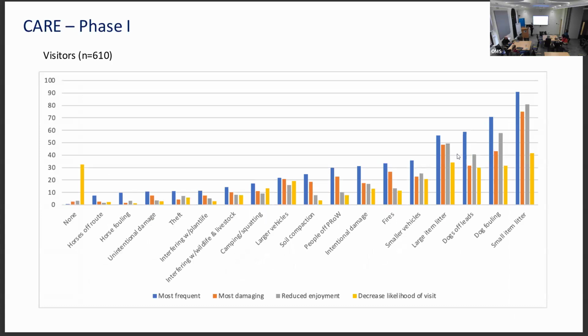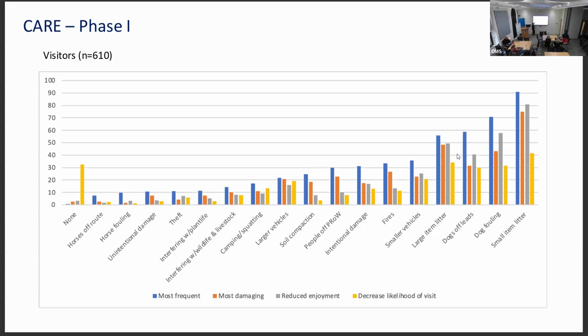Then for visitors, the same or related questions: most frequent, most damaging, and then which reduce their enjoyment of actually going to the space, and decrease the likelihood of visits. If we just look at the most frequent, we have the same: dogs off leads, dog fouling, small item litter, which is actually pretty good to see, that you have that coherence between the site managers and the visitors.